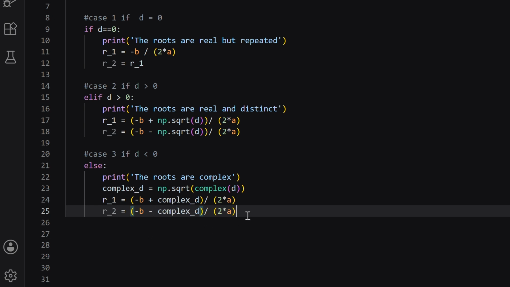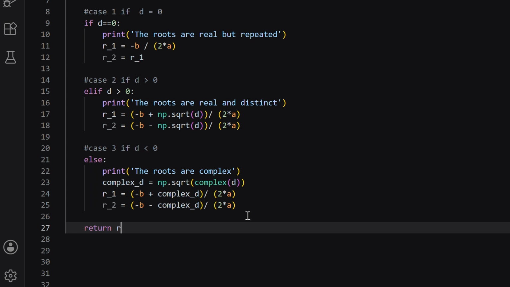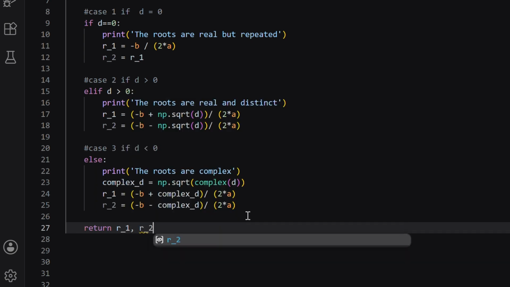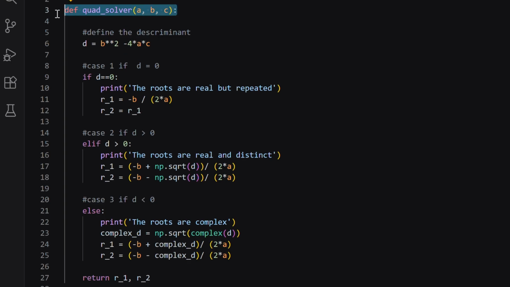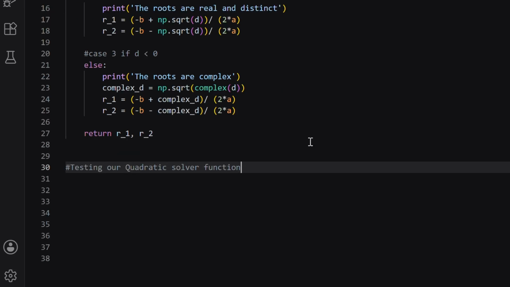We are going to return r1 and r2. Return the roots, that's r1, then r2. So this function here is going to return the roots of any given quadratic equation. Now let's test our quadratic solver function.